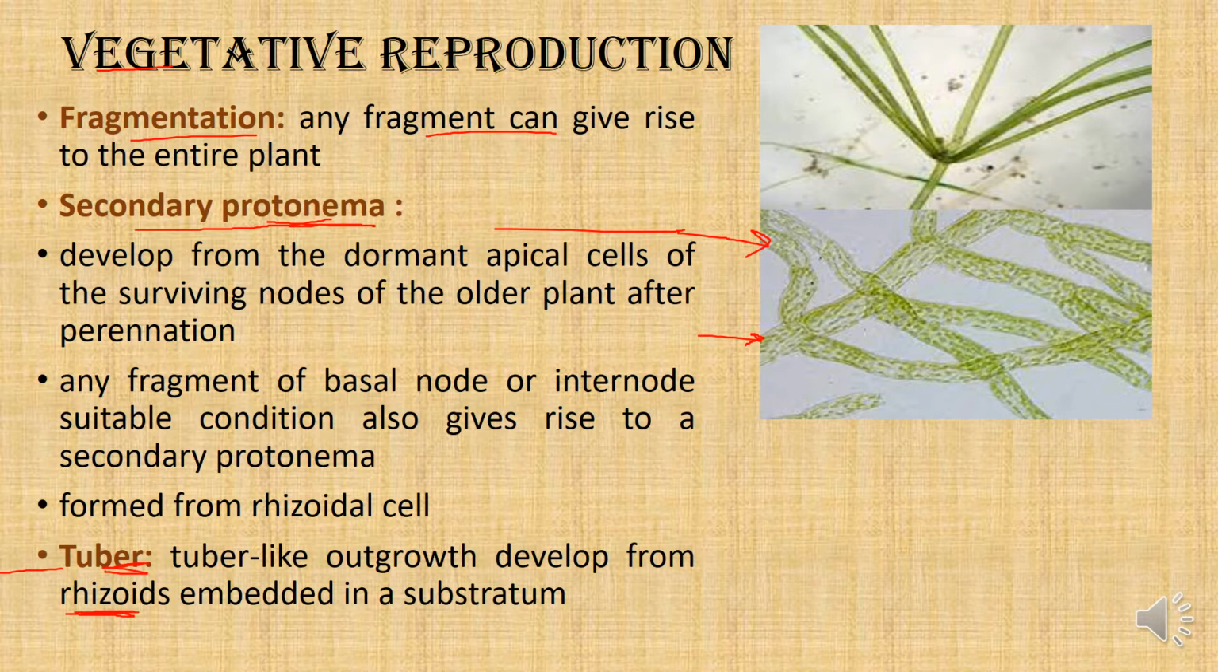The tubers are starch-filled structures, and they form an outgrowth-like structure on the surface of the rhizoids, called tuber-like structures. For example, let me draw. If this is the rhizoid, much branched and multicellular, then this tuberous outgrowth will be present on the surface of the rhizoids. So these are basically the tubers. This is about the three vegetative reproductive modes.